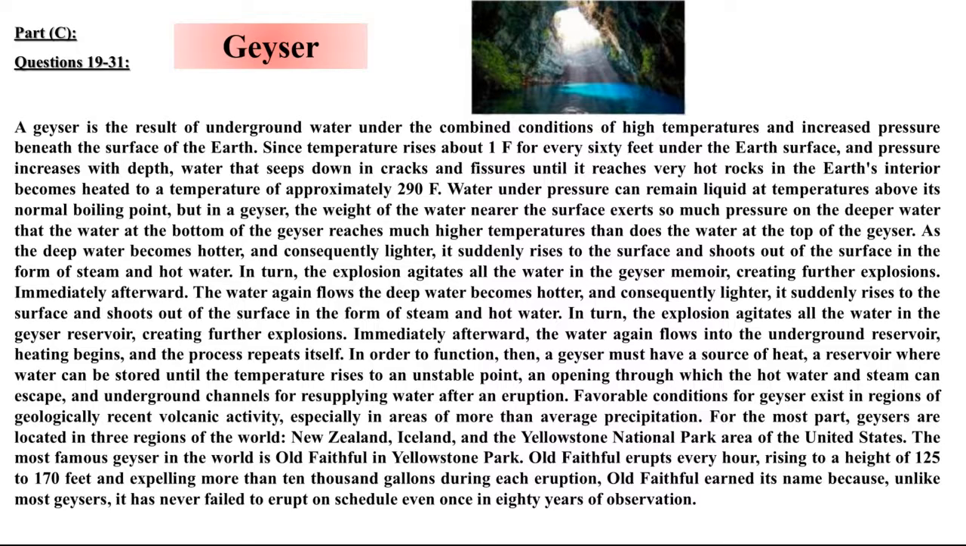Favorable conditions for geysers exist in regions of geologically recent volcanic activity, especially in areas of more than average precipitation. For the most part, geysers are located in 3 regions of the world: New Zealand, Iceland, and the Yellowstone National Park area of the United States. The most famous geyser in the world is Old Faithful in Yellowstone Park.